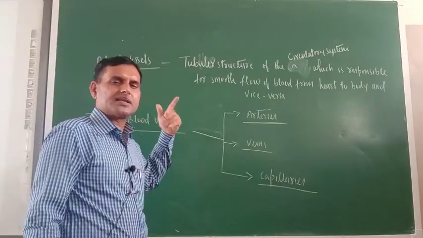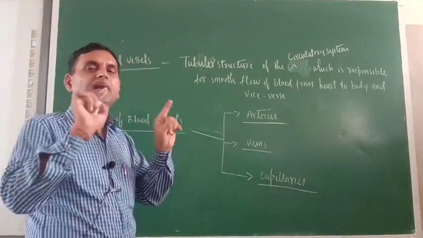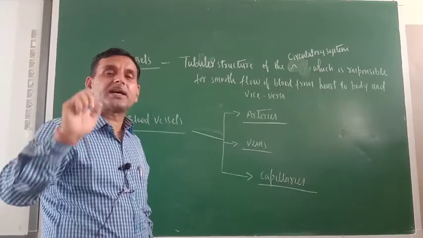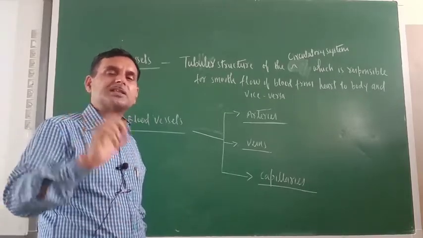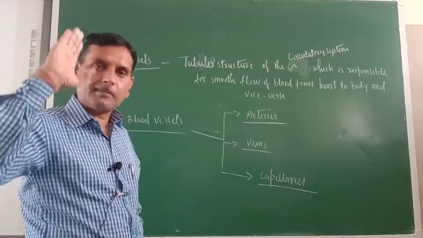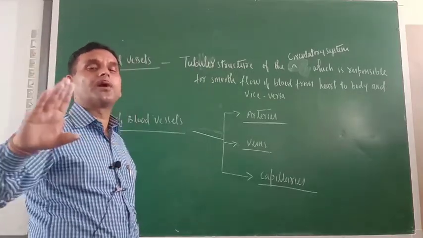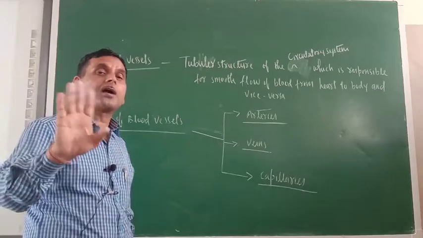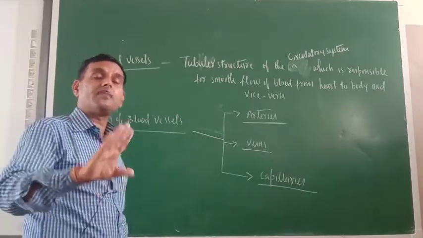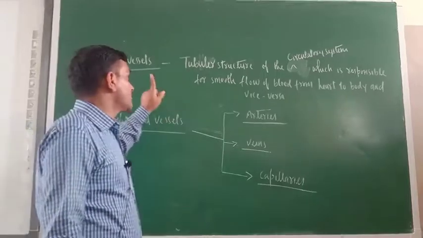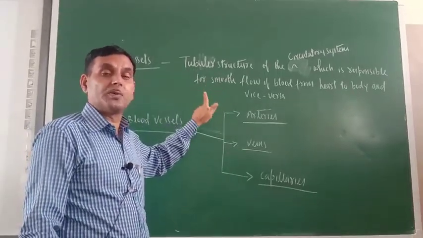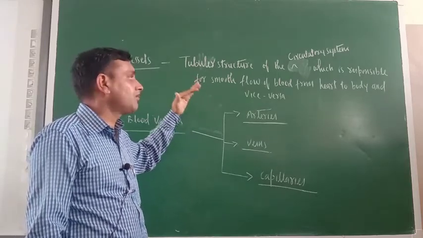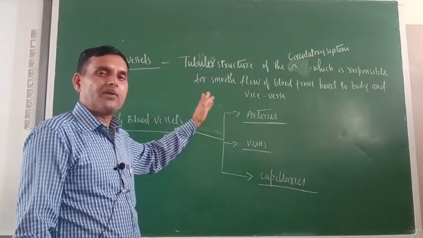So what are the blood vessels? Blood vessels are nothing but a tubular structure of the circulatory system, which is responsible for the smooth flow of blood. Remember, I am adding the word smooth flow. If there is an obstruction in the free flow of blood, then the heart will not function and people will suffer from a heart attack. So remember, these are the tubular structures of the circulatory system, responsible for the smooth flow of blood from heart to body and vice versa.